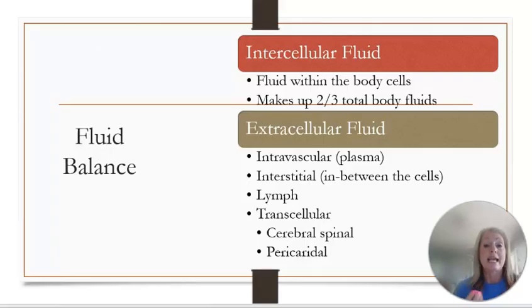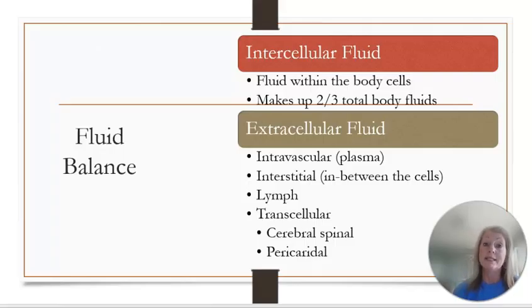So this is inside that cell. Intra means inside. And then we have extracellular. Extra means outside. So these are the water that's outside the cell. So inside the cell is the water, and then we have water outside the cell. That's going to be extracellular. And where do we find that? We find that in several different places. We're going to find that in our bloodstream, in the plasma.